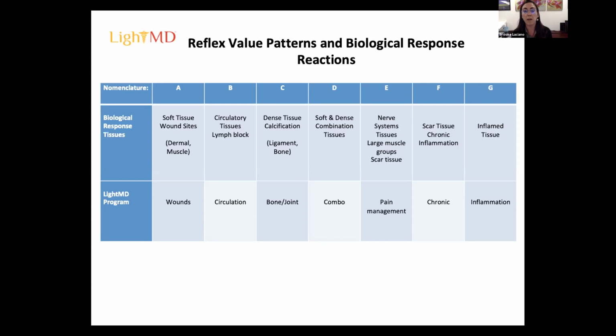Now, pain management is one of our highest frequencies, which is able to reduce nerve pain. So this one's good for nerve, all systems and tissues, large muscle groups, and even scar tissue. Chronic is good for the bones and scar tissue and also inflammation. And then the last program would be inflammation, and that's good for straight inflamed tissue, systemically or acute.